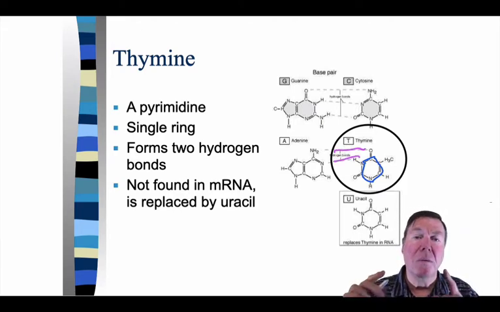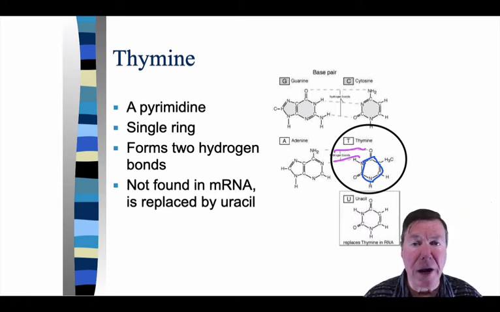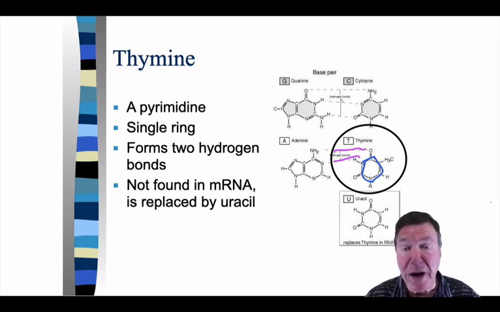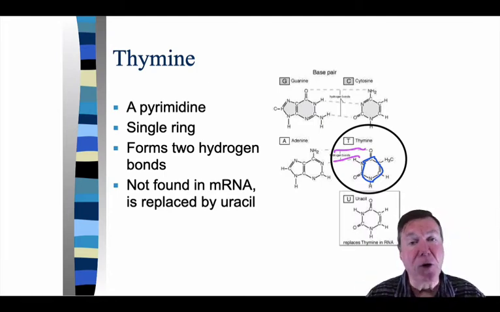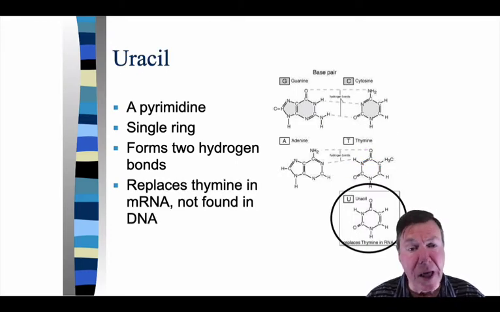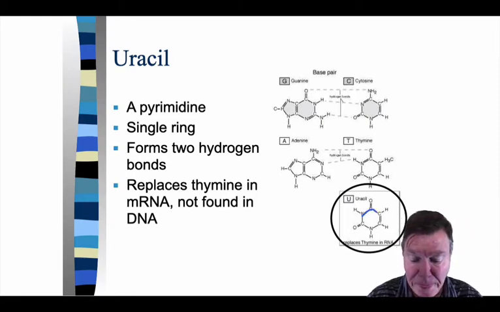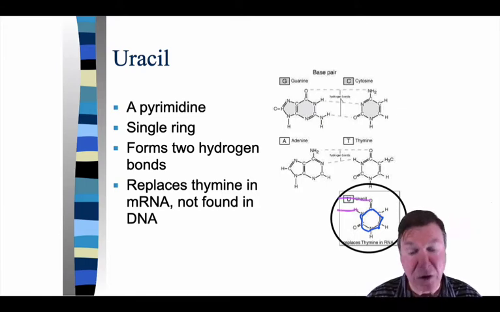And this is a little addition to this one. We don't find it in mRNA. You don't know what mRNA is right now, but we're going to talk about that later. You don't find it in mRNA. It's replaced by a nitrogenous base called uracil, which brings us to our last one, also a pyrimidine. It's also single-ringed, and it also forms 2 bonds.